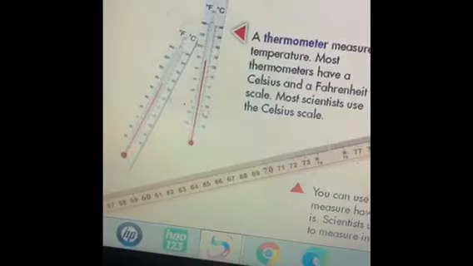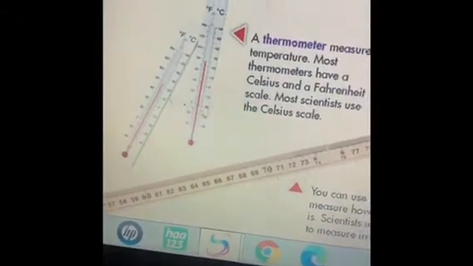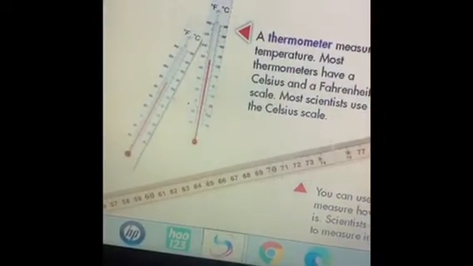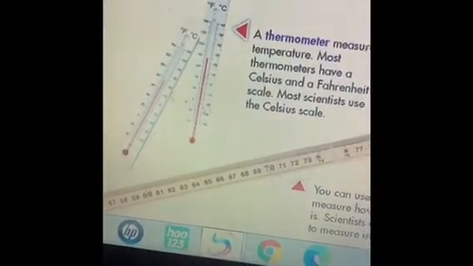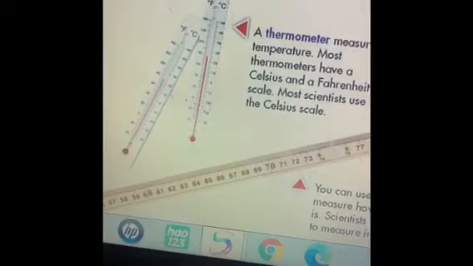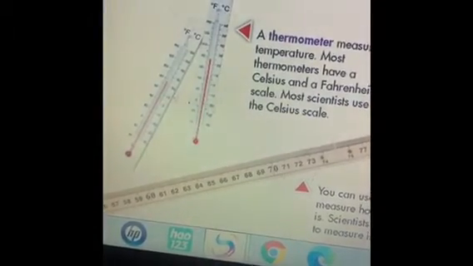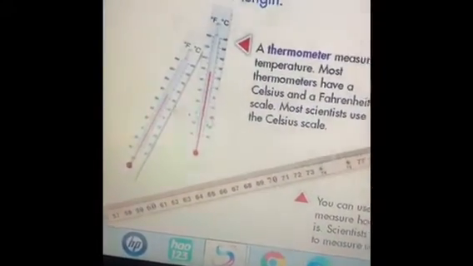First tool is a thermometer, and you know it. A thermometer is a tool we use to measure temperature, and the temperature is how hot or cold something is. We can use a thermometer to measure the temperature.